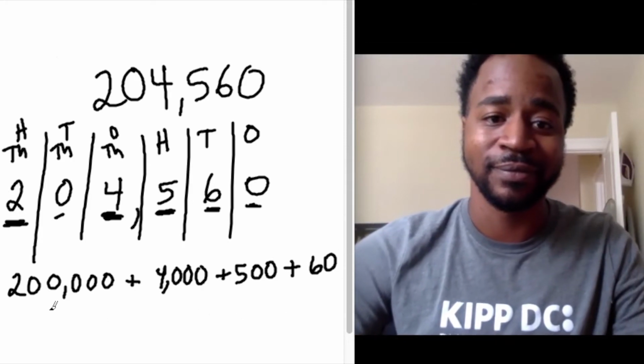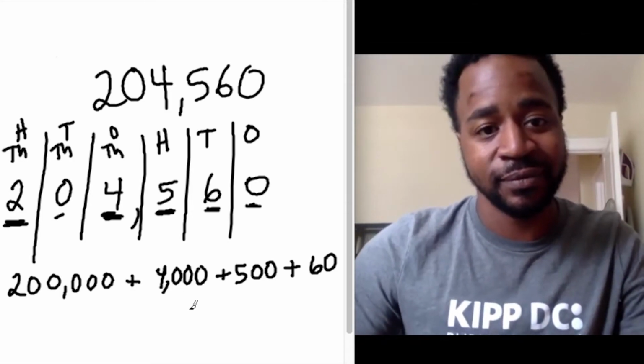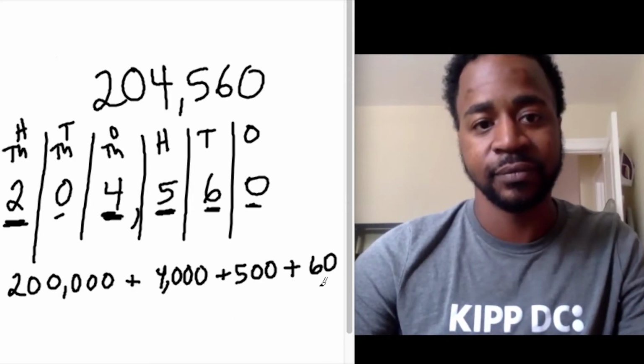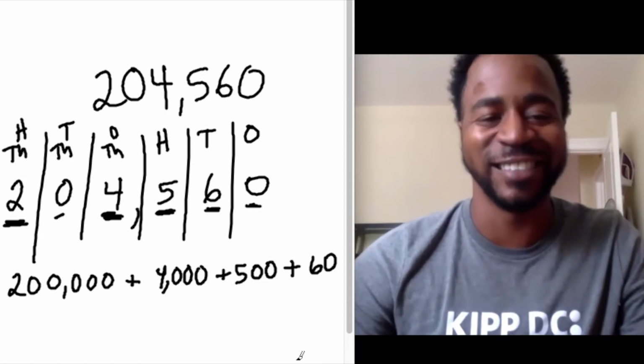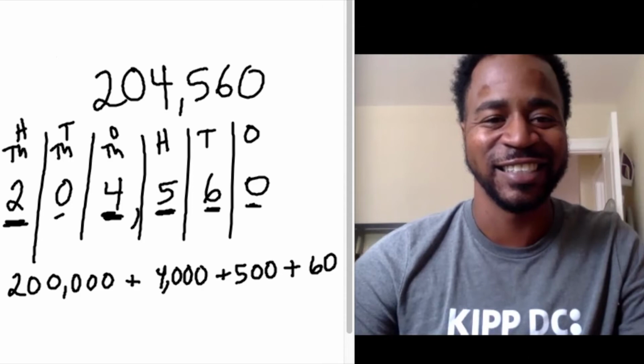Awesome! So we get 200,000 plus 4,000 plus 500 plus 60. Thank you so much! You're welcome. I'm glad I can help. Yeah! Perfect. We're done. We did it.